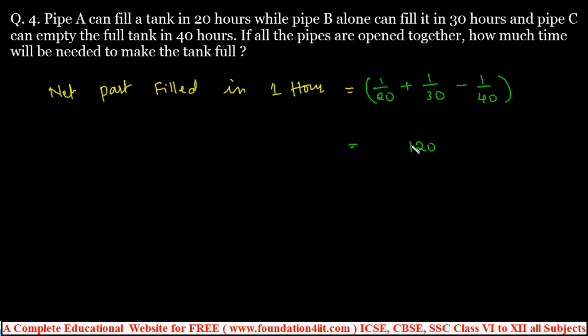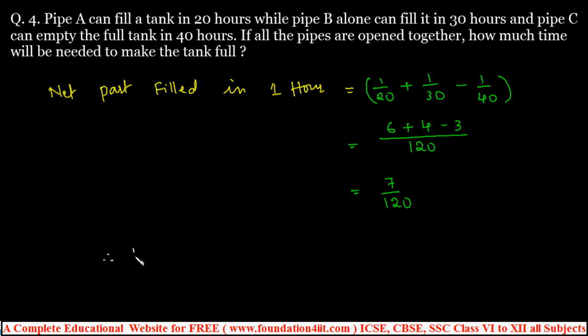120 is the LCM. 20 into 120 is 6, 6 into 1, 6 plus 4 minus 3, and 43 is a 120, yes. 6 plus 4 is 10, 10 minus 3 is 7. So 7 by 120. The 7 by 120th part can be filled in 1 hour. That much part can fill.